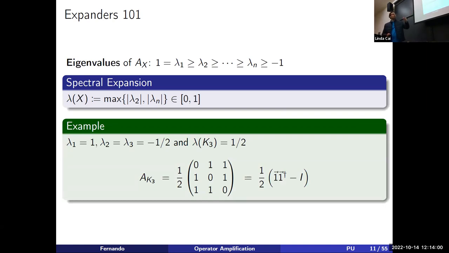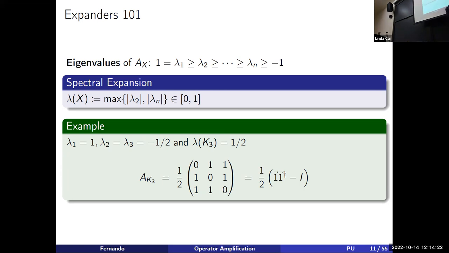We have this adjacency matrix, and it decomposes, you can see. This is all ones outer product all ones. This is the all ones matrix, a rank one matrix. We need to remove the diagonal, so we have minus identity, and we get this expression. And from this, it's easy to read the eigenvalues.